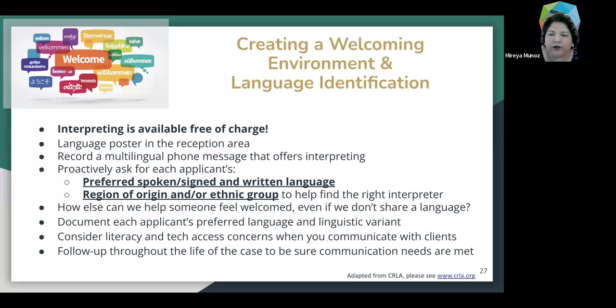Again, thinking outside the box and being creative, and asking our populations and our ethnic groups how else we can make them feel welcomed. What are we doing? Are we doing enough to make sure that we are being inclusive in that regard? And documenting the preferred language or linguistic variant that they feel comfortable with and identify with. And also considering literacy.